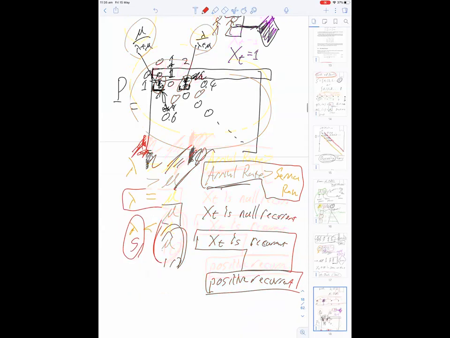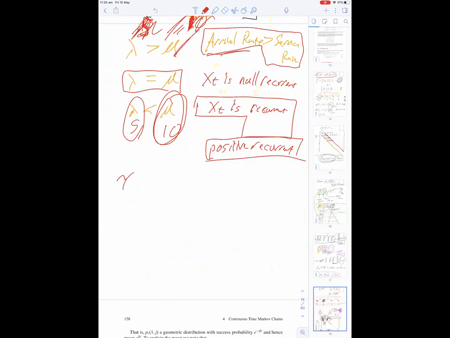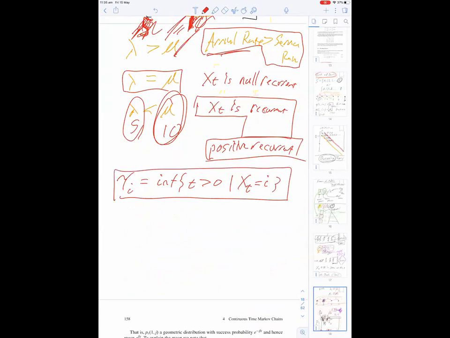Okay, let me make this distinction now. Call tau i the infimum of t greater than 0 such that X of t equals i. So that's the hitting time of the state, the hitting time of the state.